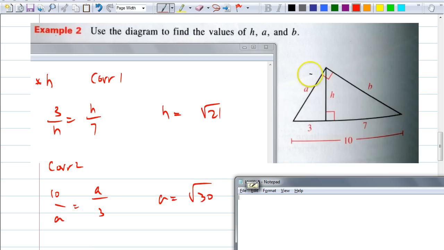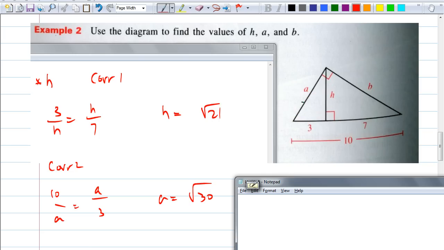Look at the second corollary. A is the geometric mean between the hypotenuse of the original triangle and the segment of the hypotenuse adjacent to this side A. So A goes down here and A goes up here.